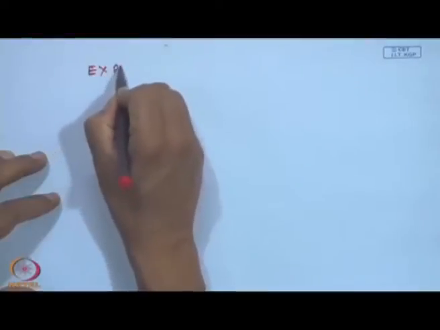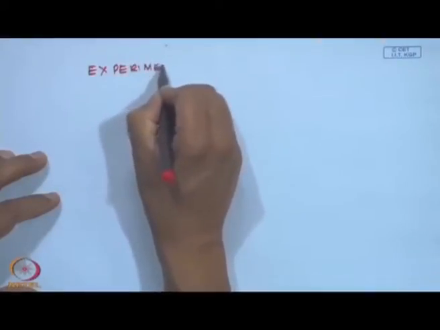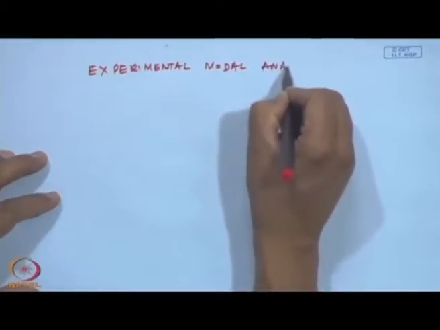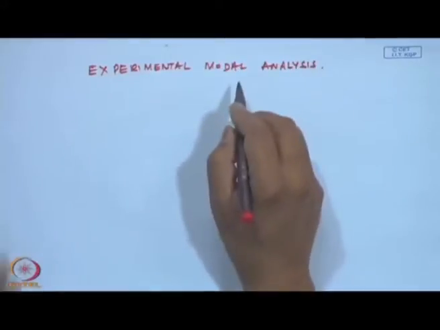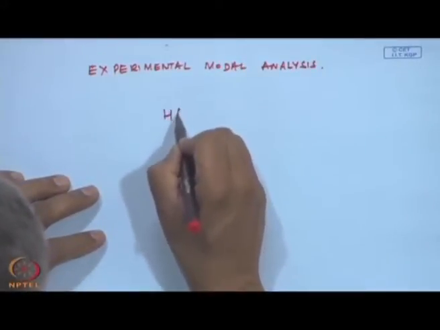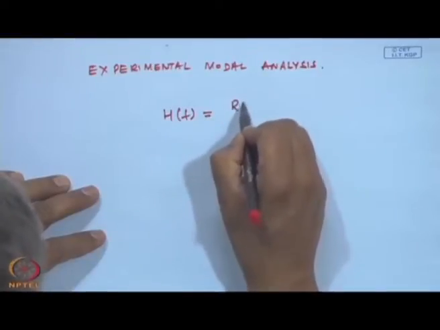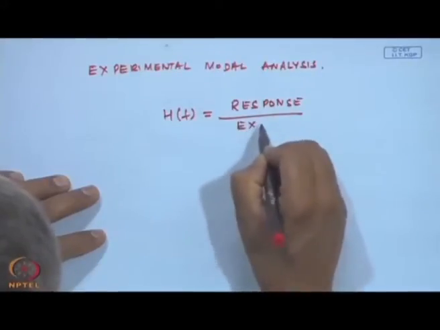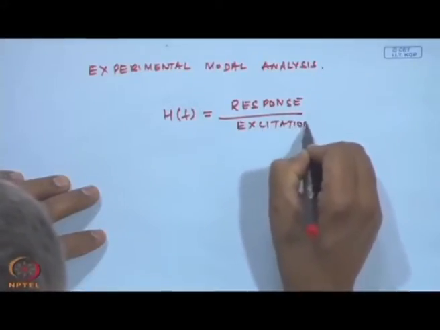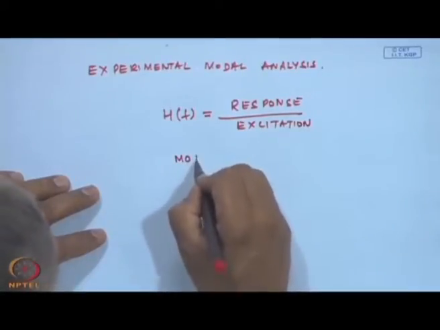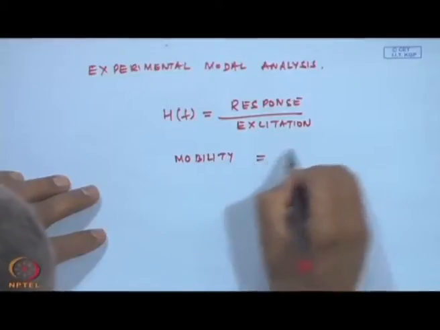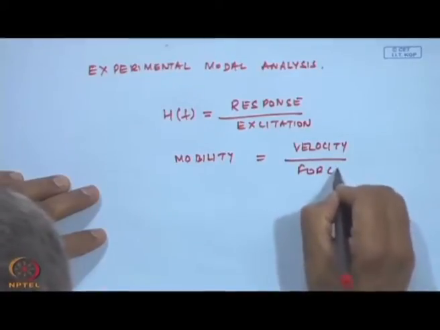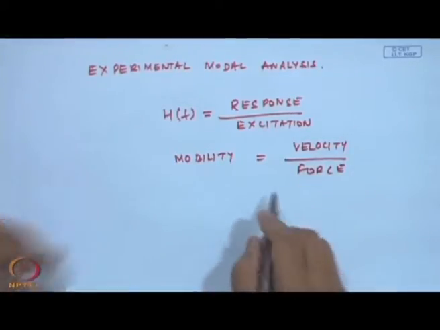through experimental modal analysis. Well, what is experimental modal analysis? Basically, we find out the transfer function of a system, the response to the excitation. In our case, mobility is nothing but velocity by force, and impedance is force by velocity.